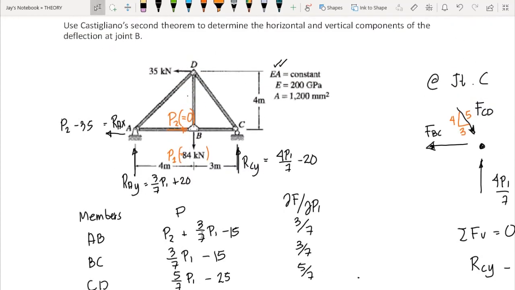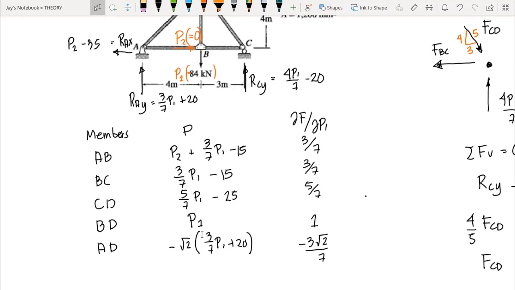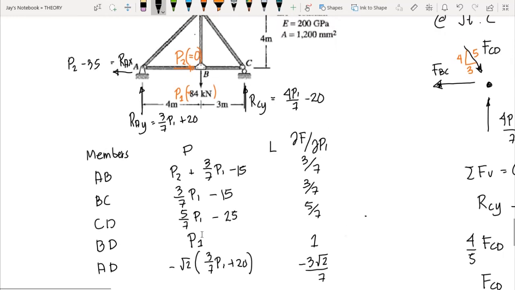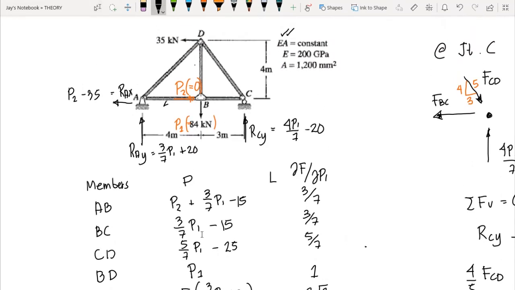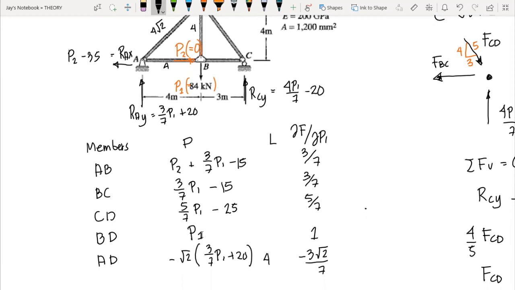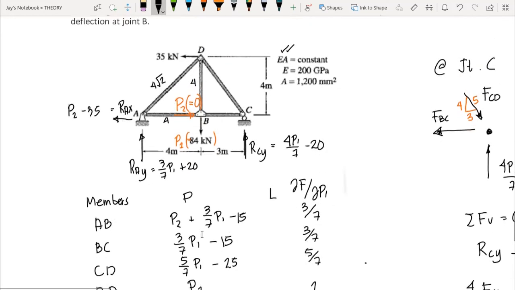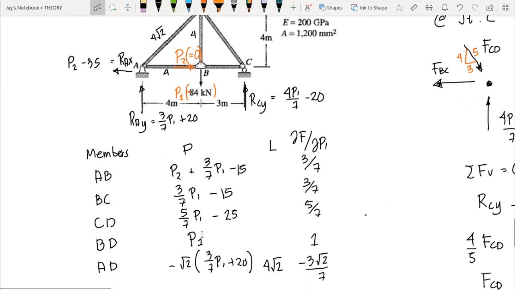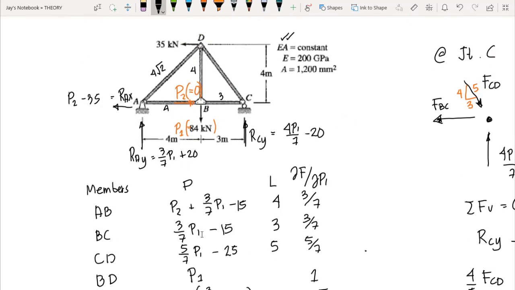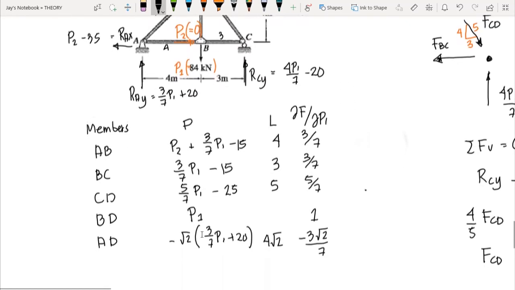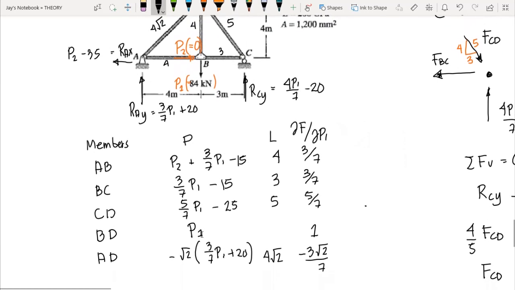And since our members here are different when it comes to length, we tabulate the length, okay? Since this is 4, and this is 4, our AD here is 4 square root of 2. Our AB is 4 meters, BC is 3 meters, CD is 5 meters, since if this is 3 and this is 4, therefore this one is 5 by Pythagorean theorem. And BD, lastly, we have 4 meters.